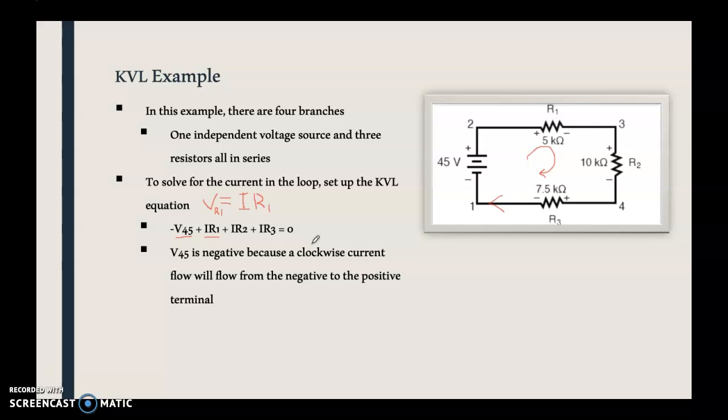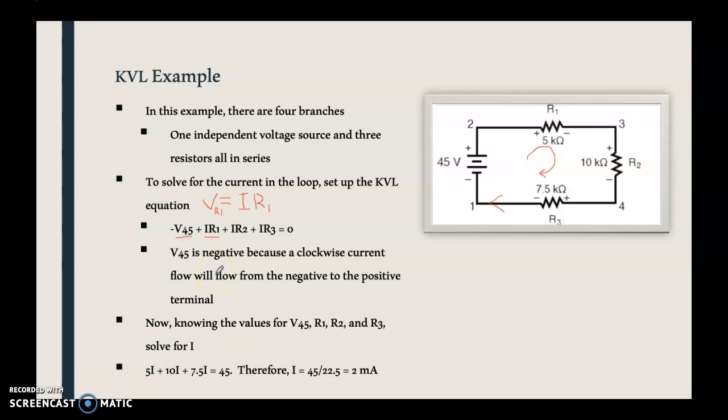Okay. And again, V45 is negative because with a clockwise current, it will flow from the negative to positive, and so in this case, I determined that from negative to positive will be a negative value in the nodal equation. So now that we know the value for the voltage source and the values for the resistors, we can just plug everything in and solve for I.